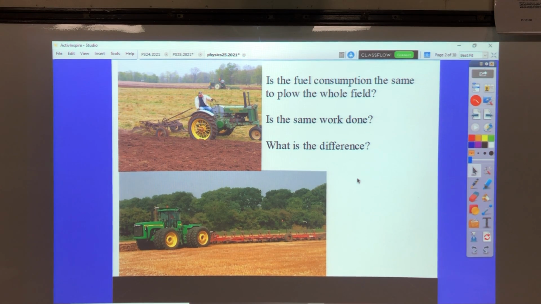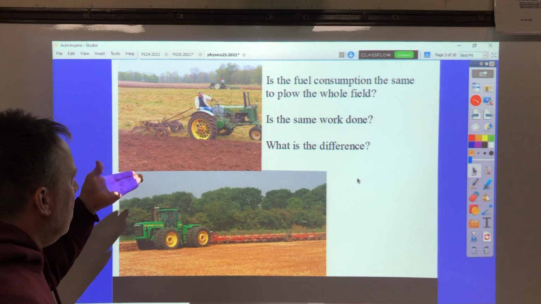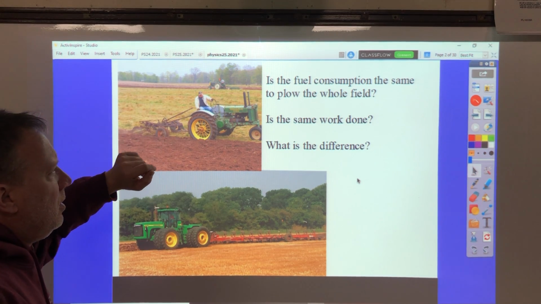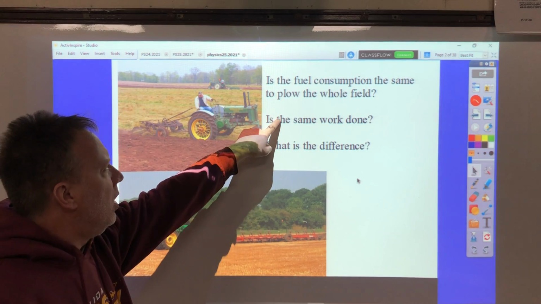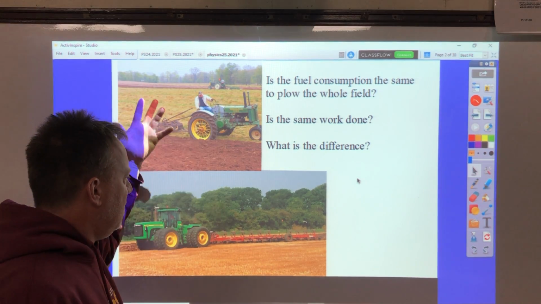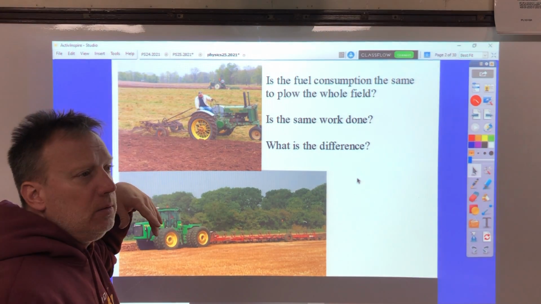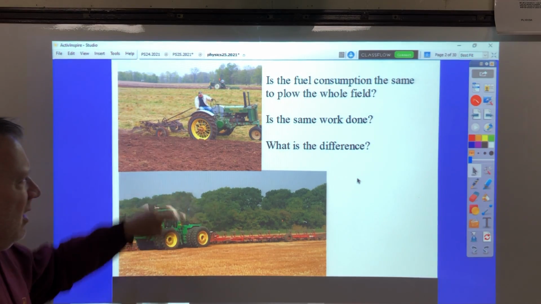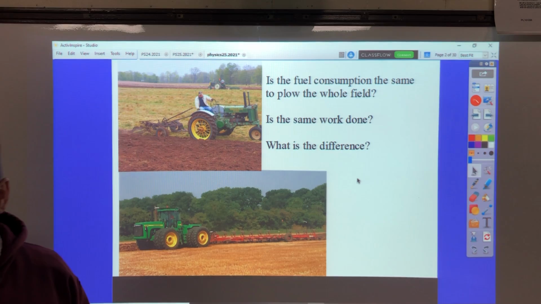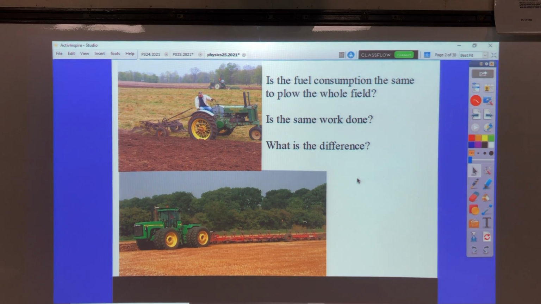Is it the same work? Well, all of the dirt gets turned over, so yes, it's the same work. And if it's the same work, assuming the efficiencies are both good, it's the same fuel consumption. As a matter of fact, this one might be more efficient than this one. But let's say it's the same.